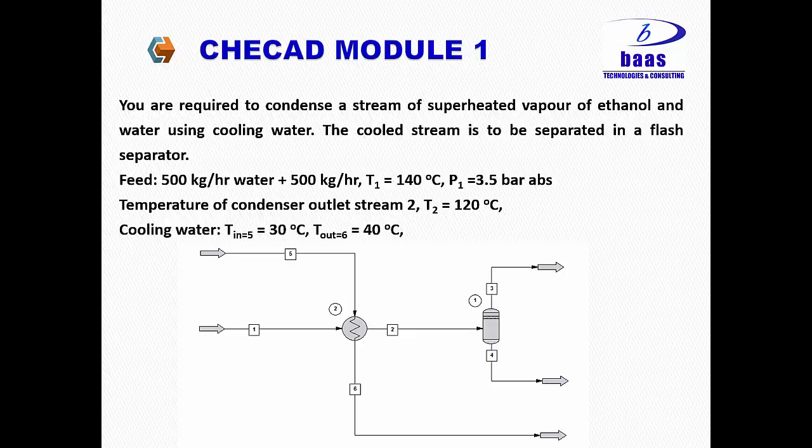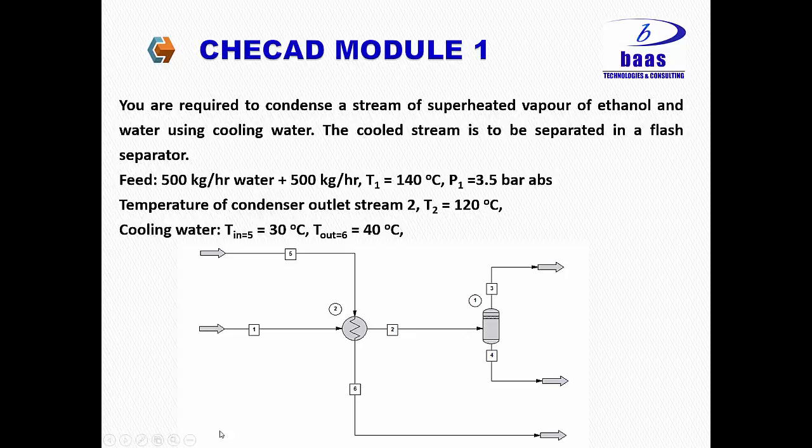The stream is to be cooled down to 120 degrees Celsius in the cooler, after which the resulting liquid vapor mixture will be separated using a flash drum. The cooling water comes in at a temperature of 30 degrees Celsius in stream 5, and then it leaves at 40 degrees Celsius in stream 6, which means that you are only allowed a 10 degree temperature increase in the cooling water system. Take a look at this flow sheet right here.